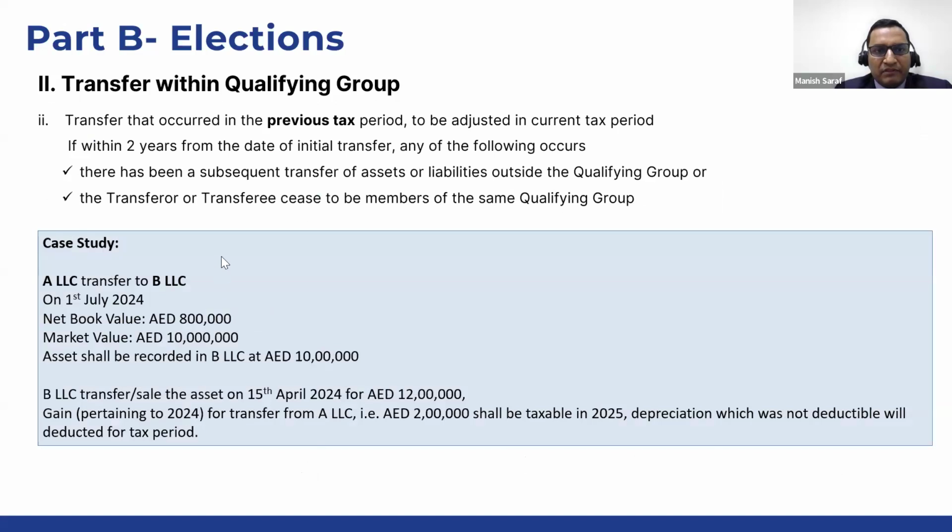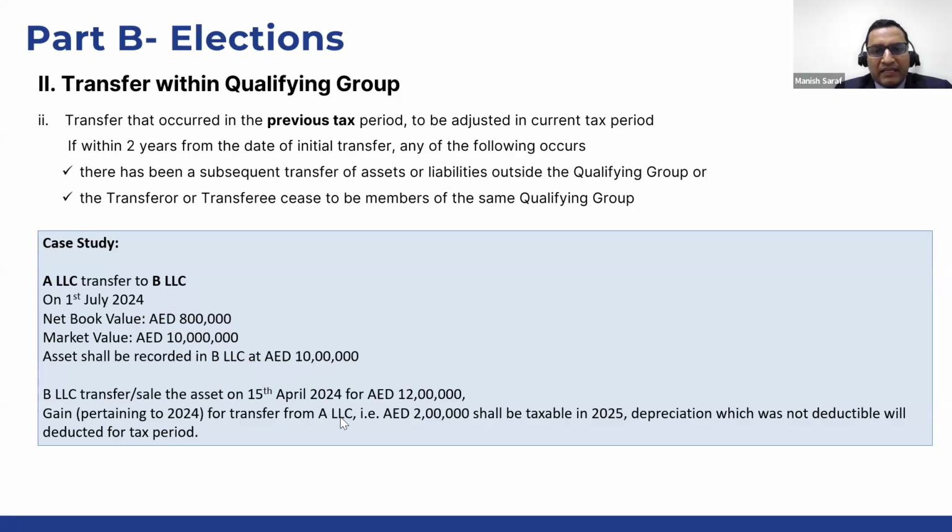So here is an example of the clawback which I'm saying. Say company A transfers to company B on 1st July 2024, the net book value was 800,000. The market value is 1 million. So company B will record the asset transfer at 1 million, and in this case, there's a gain of 200,000. Now the 200,000 is not taxable in 2024 when the asset is getting transferred.